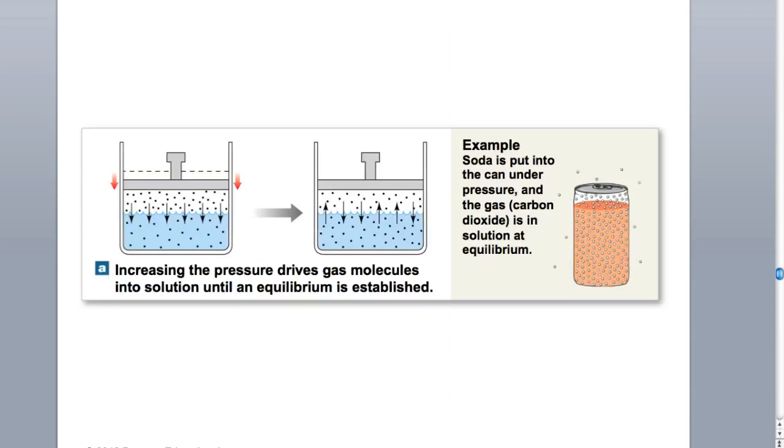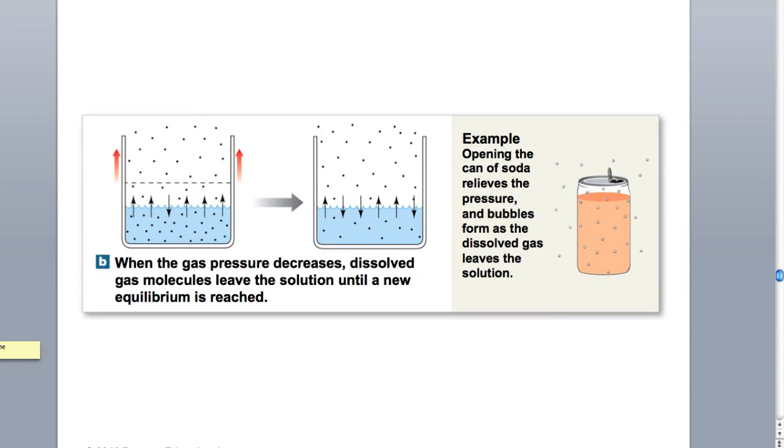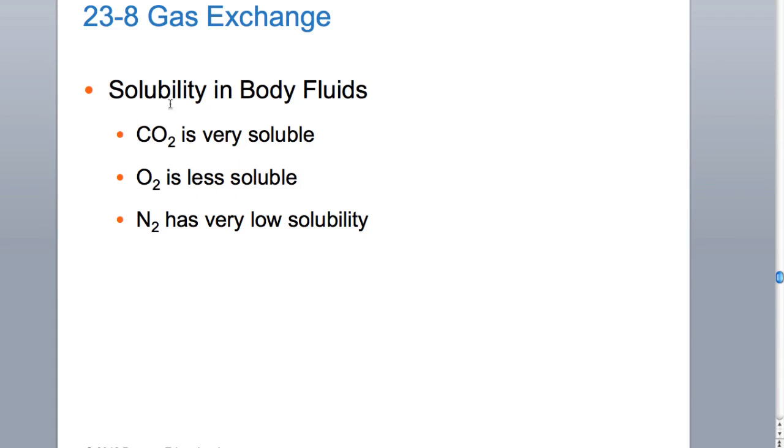Next slide. That was the first one. And that was the second one. And notice it says it comes out of solution. It leaves the solution. Next slide. Solubility. Carbon dioxide is very soluble. Oxygen is less soluble. Okay, so that's important.